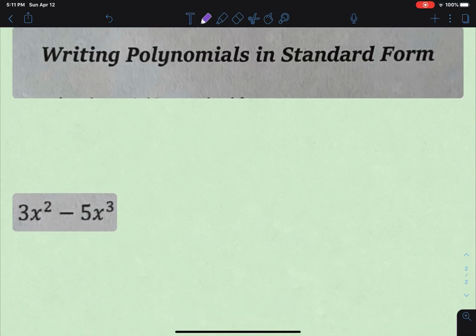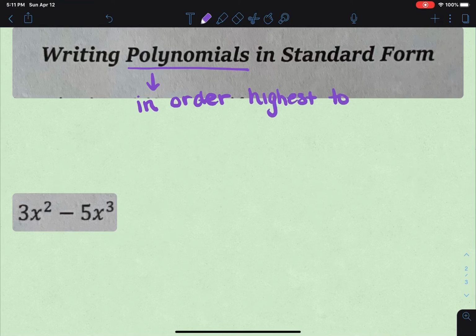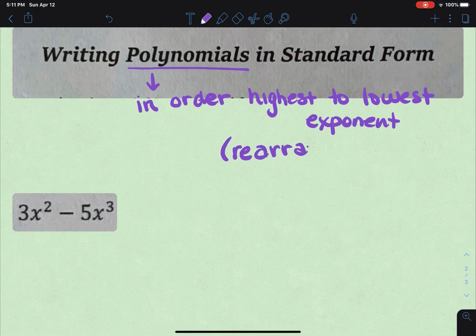Okay, now for a minute, let's talk about standard form. Standard form is when you take your polynomials and you're writing them, they have to go in order from the highest exponent to the lowest. So basically for most of these, it's all about rearranging correctly.